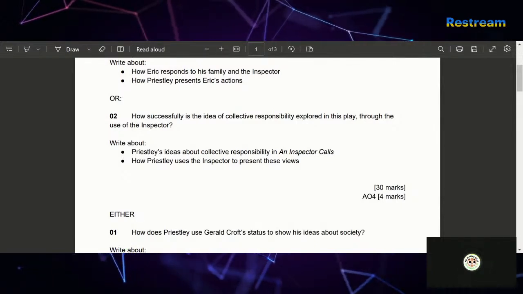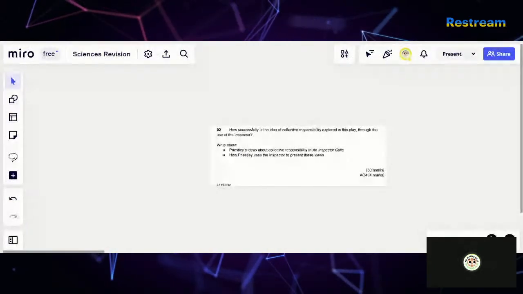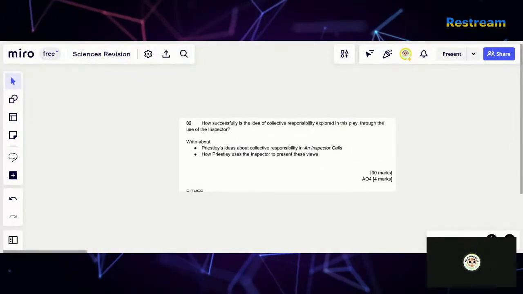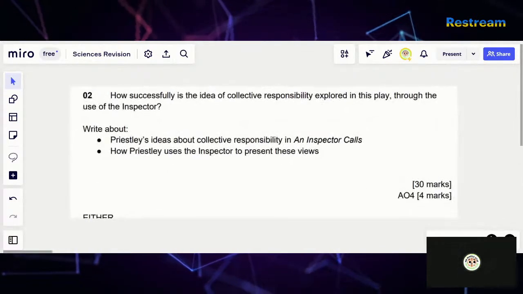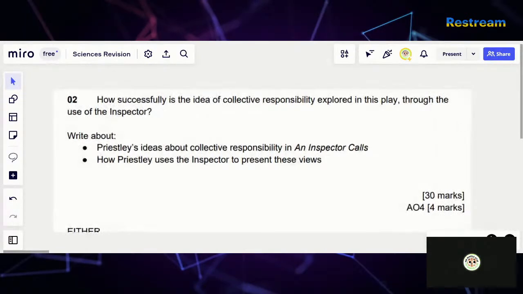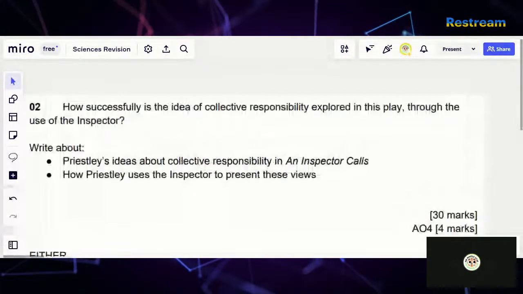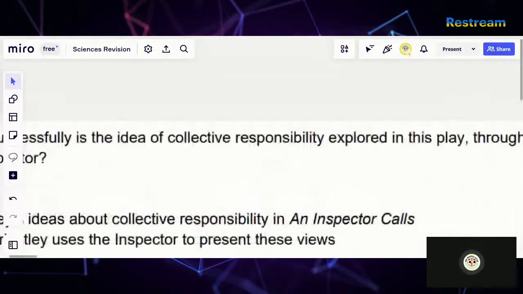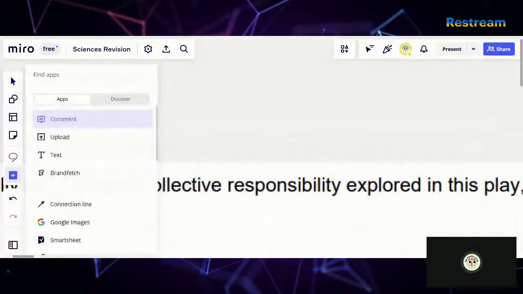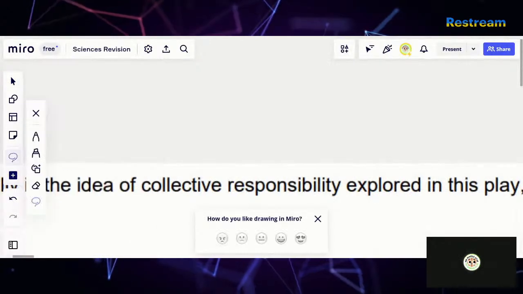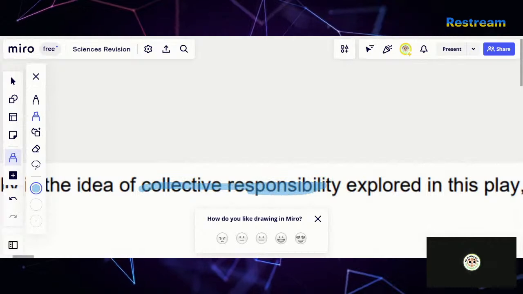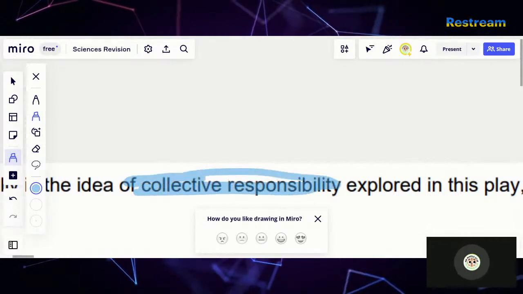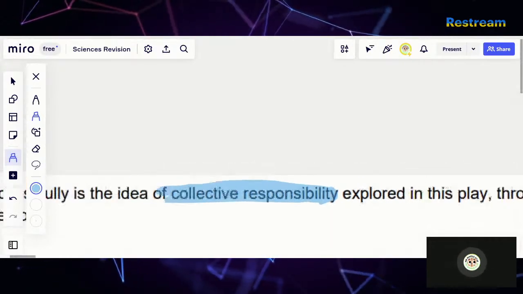Let me just share this tab now. So let's really look at this question. Collective responsibility. Let's focus in on collective responsibility. So what does collective responsibility mean? This is probably a useful thing to talk about in your introduction.